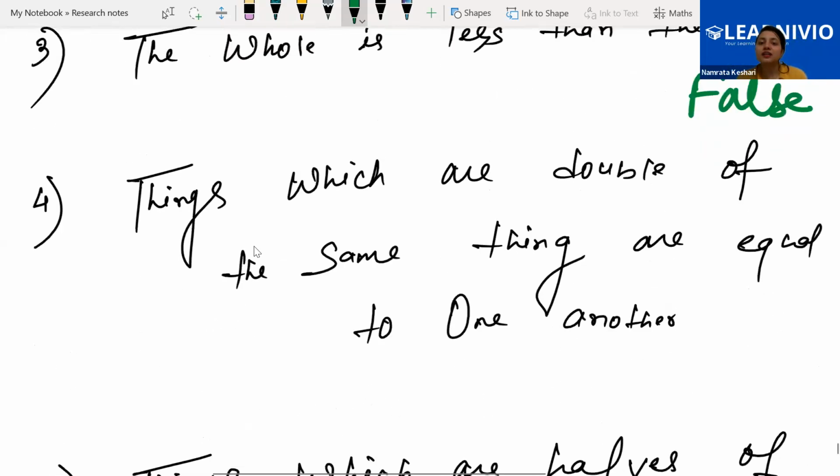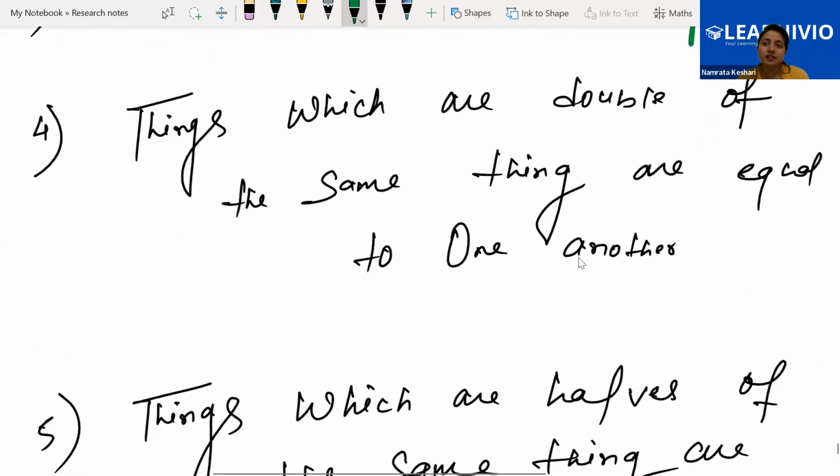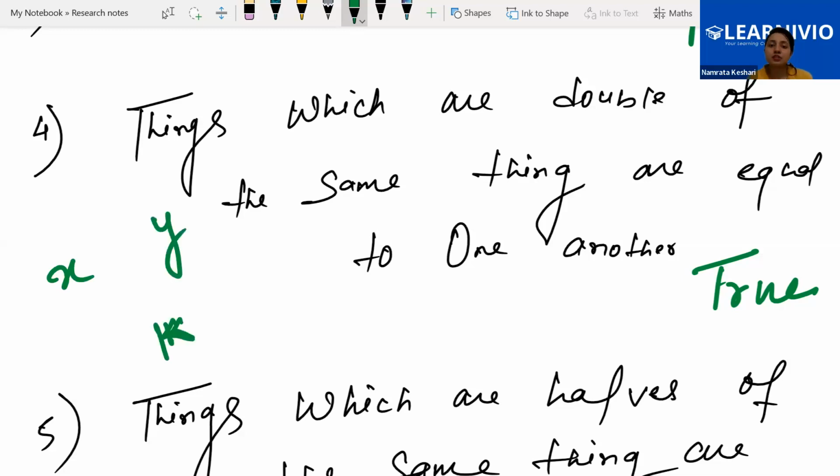Next one, things which are double of the same thing are equal to one another. Is it so? True. Yes, it's true. Two things are there which are double of the same thing. We were taking x and y, two things, and there is a thing k. So x is 2k, y is also 2k. So both are equal to each other.